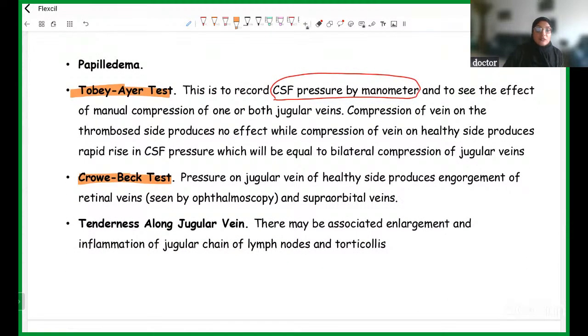Of course, this is seen when there is thrombophlebitis that has extended along the jugular vein. And there will be associated enlargement and inflammation of the jugular chain of lymph nodes. And the patient will have torticollis. What is torticollis? It will be a painful movement of the neck. The patient will have neck pain and he will be twisted to the other side, right? So this is when thrombophlebitis has extended into the jugular vein.